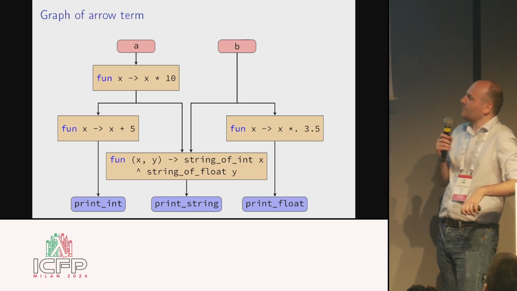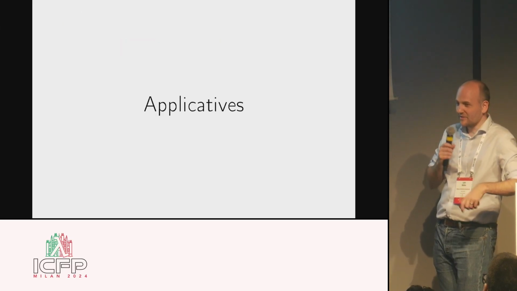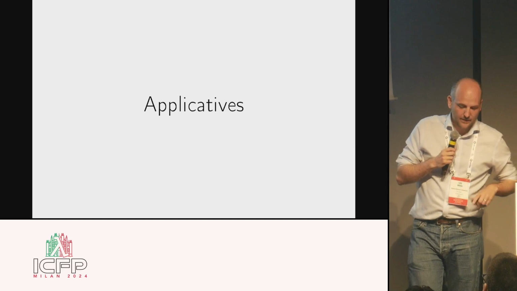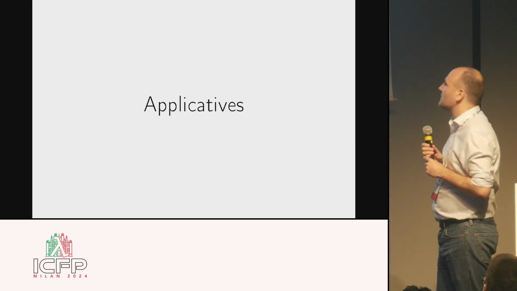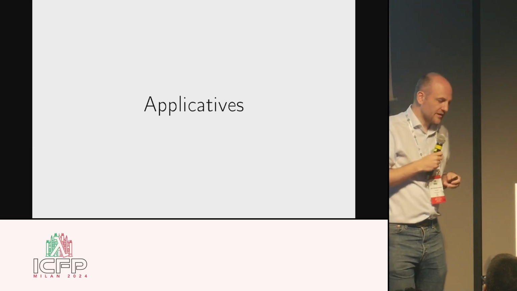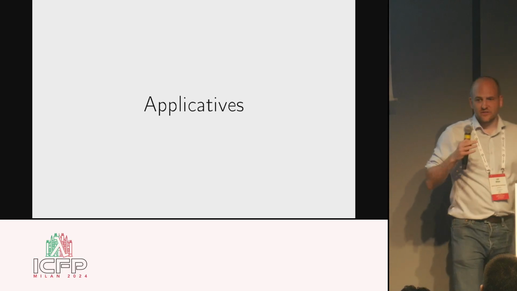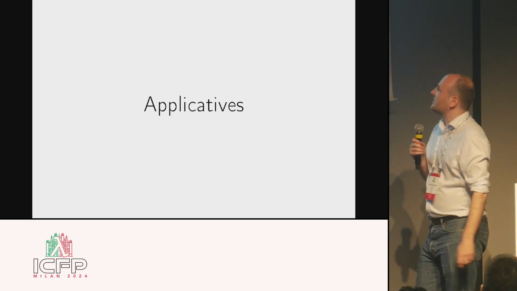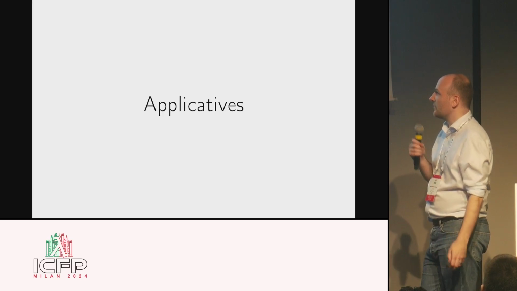Yes, and so what else could we do? Applicatives. Applicatives are another abstraction for representing computations with effects. And they also, like arrows, don't support dynamic dependency. They have that nice static graph structure. So that's good. So what happens if we try and implement our library with an applicative?